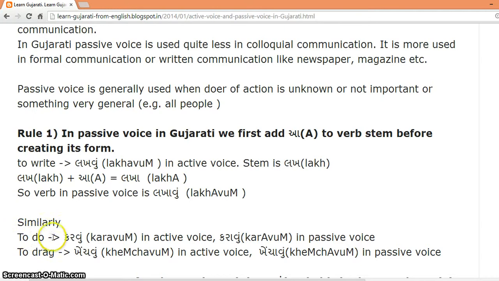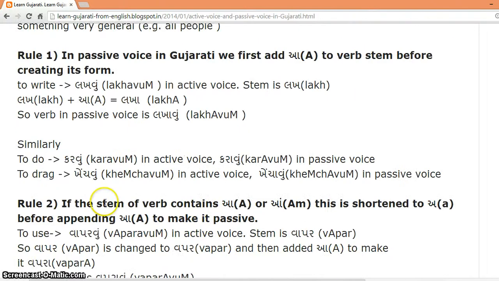Similarly, to do is karavu in active voice. So karavu in passive voice. To drag is khenchvu in active voice. So khenchavu in passive voice.